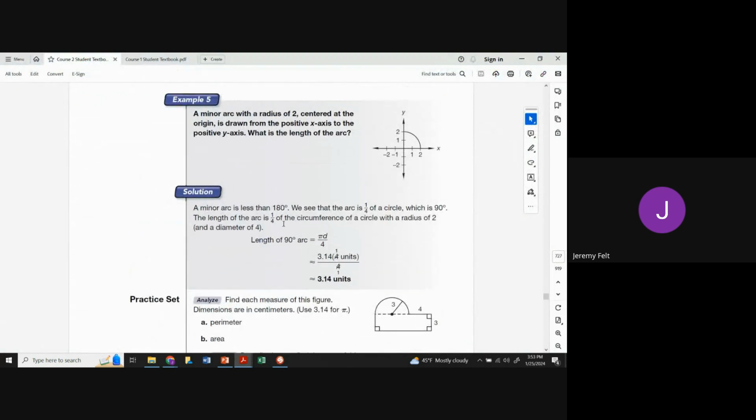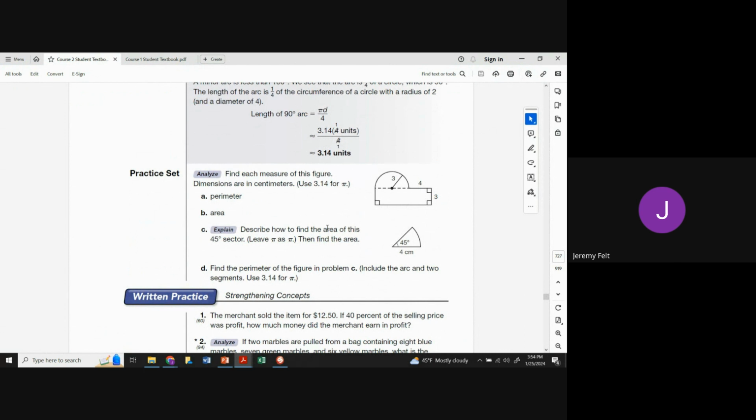Right, example 5, a minor arc with a radius of 2, so 1, 2, centered at the origin right there, is drawn from the positive x-axis to the positive y-axis. So we have this arc here. What is the length of the arc? So the circumference would be pi times the diameter, which would be 4. And so we have 3.14 times 4, and this is 90 degrees, or 1/4 of the circle. So we're going to do 3.14 times 4 divided by 4, or 4 over 4 cancels out to be just 1. So we're left with 3.14 units is the distance from here to here.